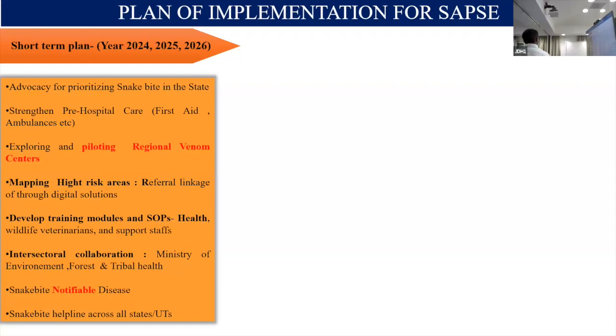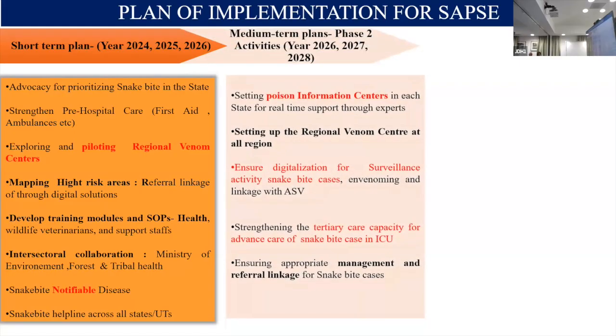So for those range restricted species, we are going to have regional venom centers in each region of the country, where they will be pooling and milking the snakes from that particular region, and that will be provided to the manufacturer for preparing the antivenom. And obviously we will make snake bite a notifiable disease. In 2026 to 27 we mainly plan to have poison information centers.